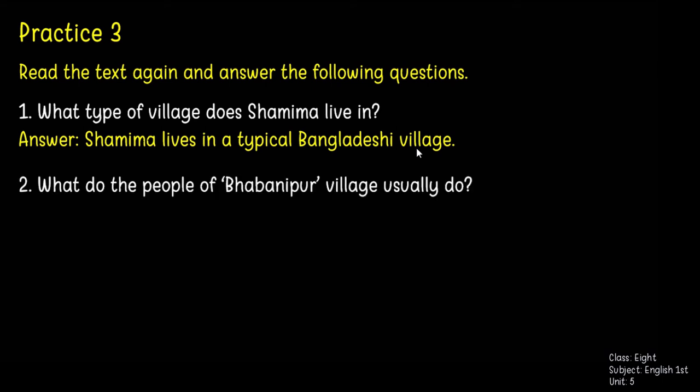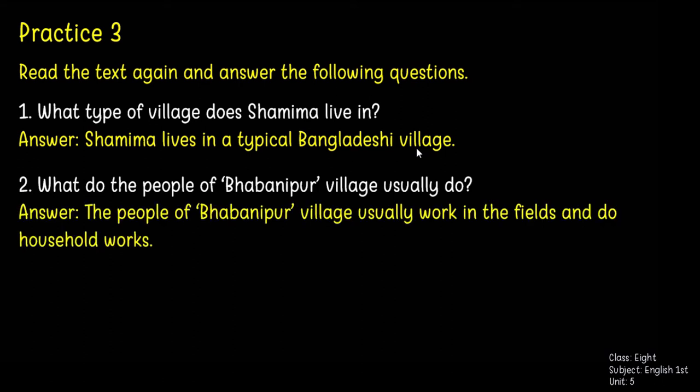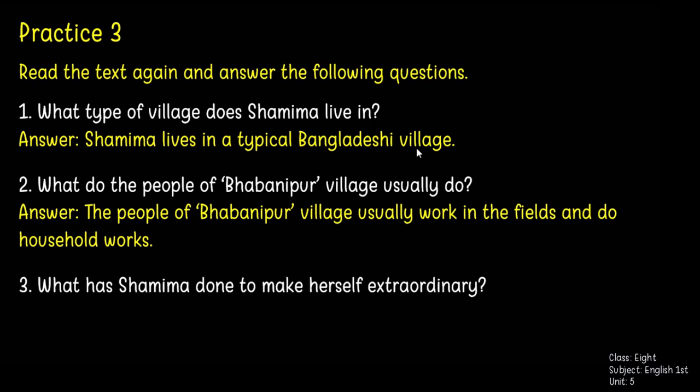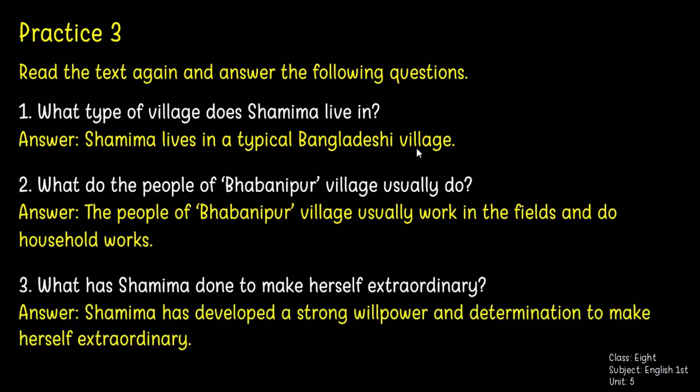Question 2. What do the people of Bhavanipur village usually do? Okay. The answer is the people of Bhavanipur village usually work in the fields and do household works. Now question 3. What has Shamima done to make herself extraordinary? The answer is, Shamima has developed a strong willpower and determination to make herself extraordinary.